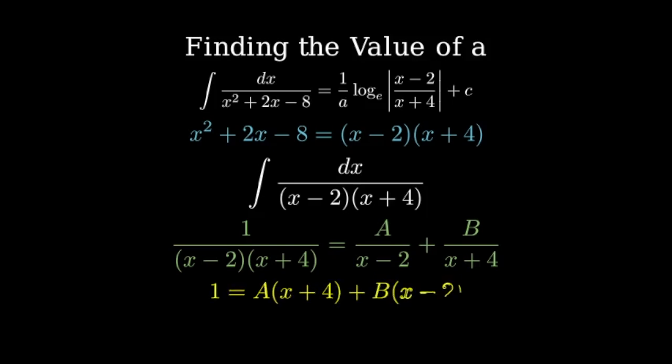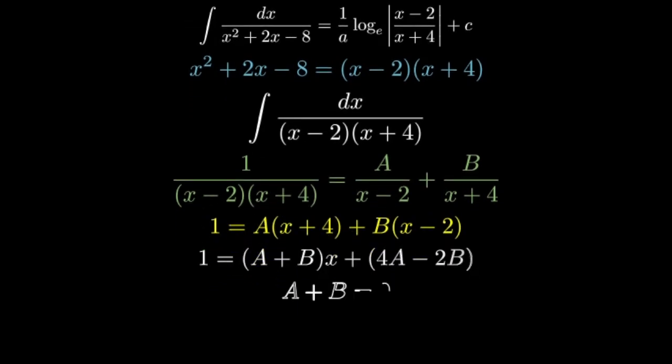Multiply both sides by (x minus 2)(x plus 4) to get 1 equals A(x plus 4) plus B(x minus 2). Expanding the right side, 1 equals (A plus B)x plus 4A minus 2B. Since this equation must be true for all x, the coefficients must match on both sides.